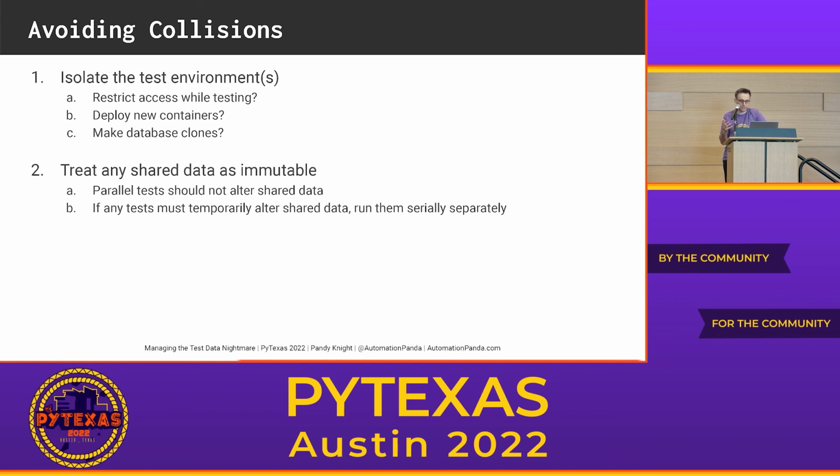Whenever data must be shared, treat that data as constant, as immutable. Any changes to shared data could break tests. For example, one test might require a car loan, but the other test deletes it. Oops. Don't let that happen to you.